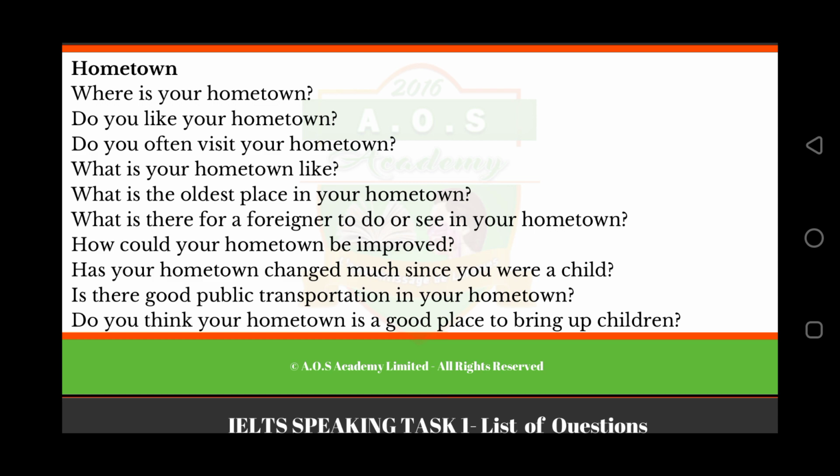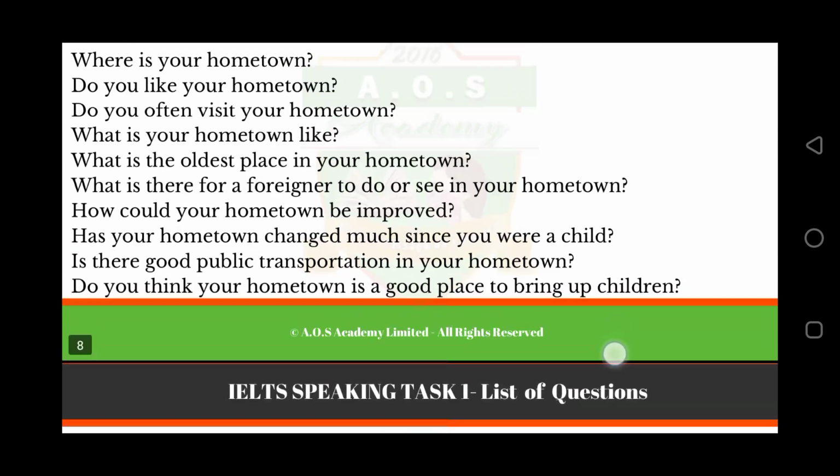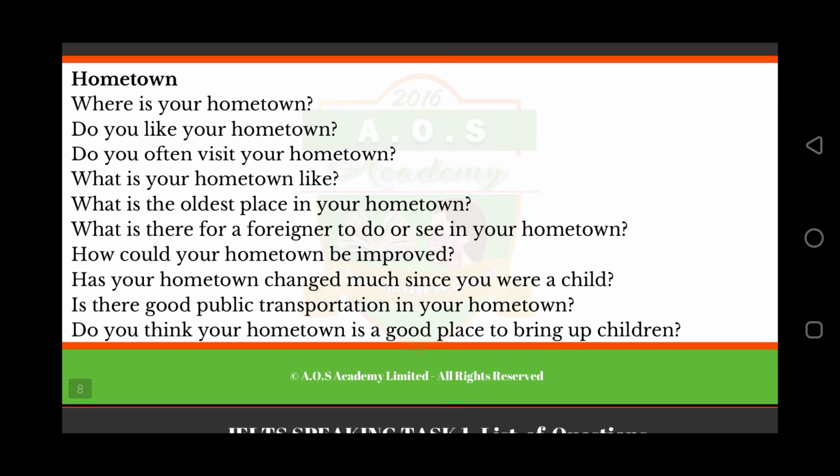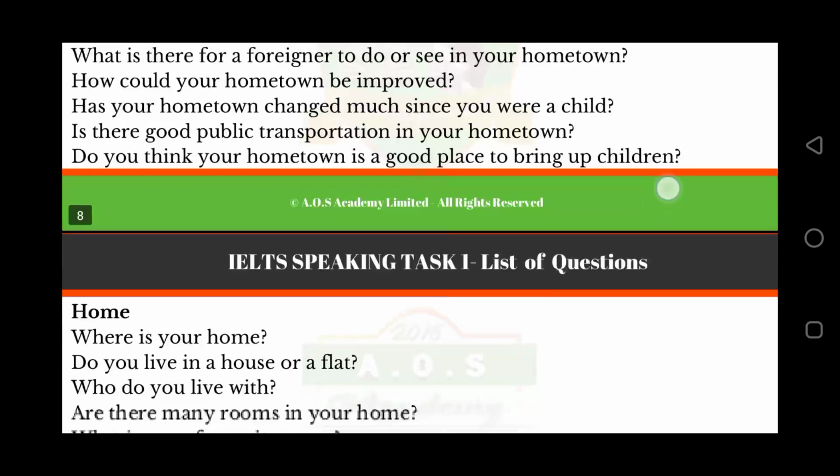What is your hometown like? What is the oldest place in your hometown? What is there for a foreigner to do or see in your hometown? How could your hometown be improved? Has your hometown changed much since you were a child? Is there good public transportation in your hometown? Do you think your hometown is a good place to bring up children? So you have to tell us if all these things are true and why they are true.